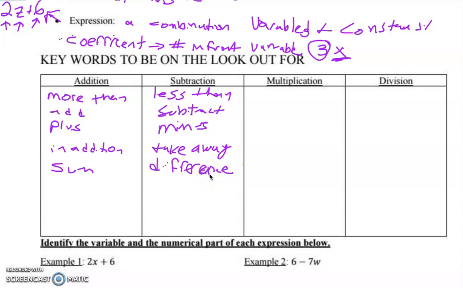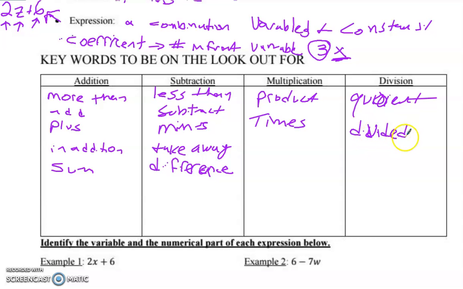For multiplication, some words that you may see are product, times, are probably the two big ones. And for division, the big one that you will see is the quotient, or you might see divided by, are some common words for division.